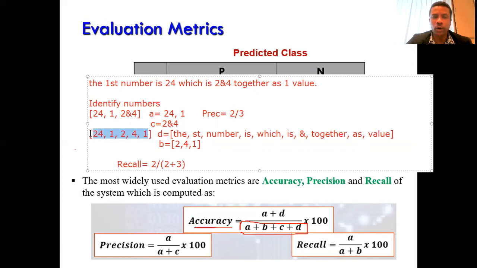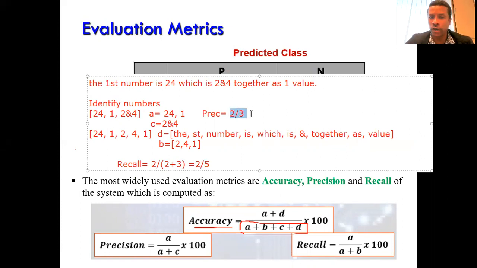አያችሁ? የምንጠብቀው ምንድን ነበር? The correct result should have been these 5 numbers. So ሁለቱም ብንደምራቸው 5 ነው. ከ5 we got only 2 of them, because in the result what we get is 24 and only 1. But we were expecting 24, 1, 2, 4, and another 1. So in this case, we say the recall is 2 over 5.